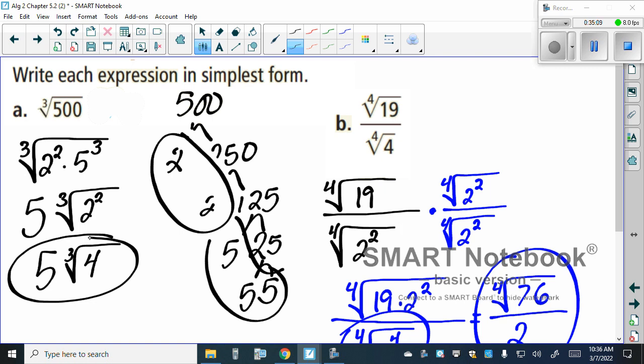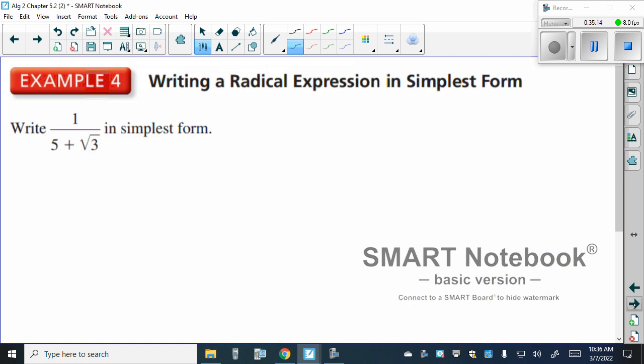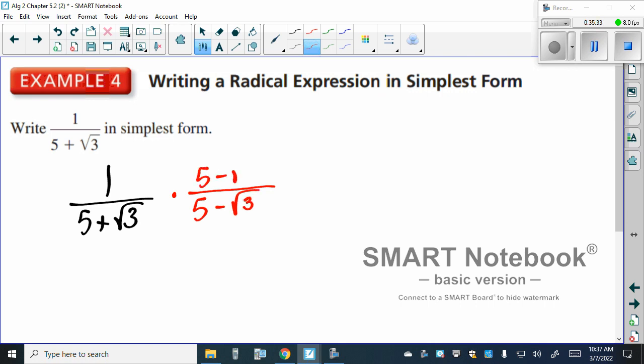Are you ready for the next part? We want to write this in simplest form. We can't have a radical in the denominator. Well, to solve this here, we're going to use our conjugates. Which is really multiplying the numerator and denominator of this fraction by the denominator, but we change the middle sign from plus to minus.